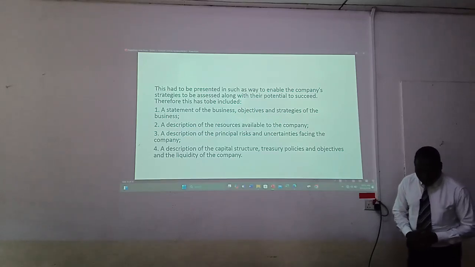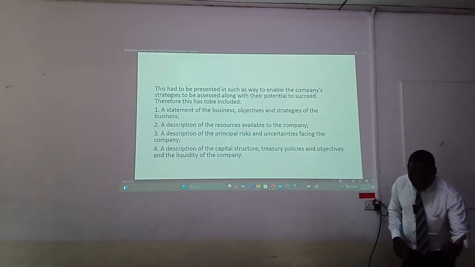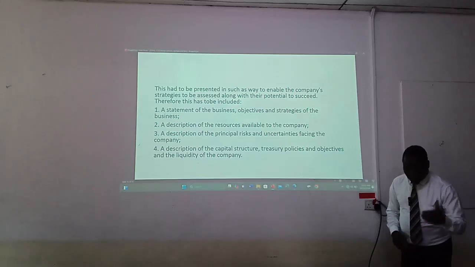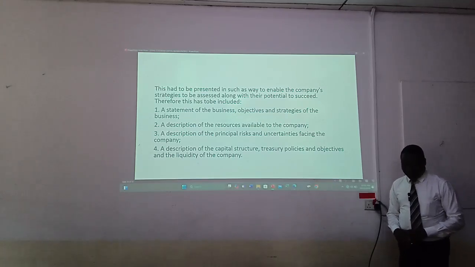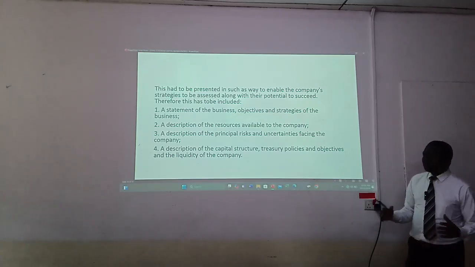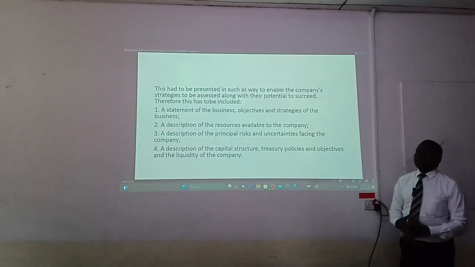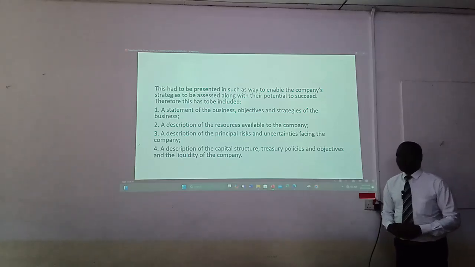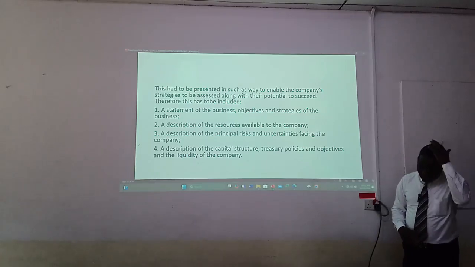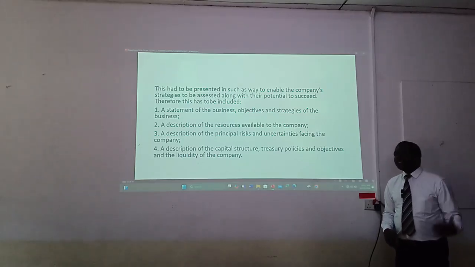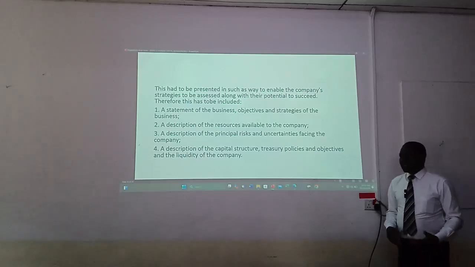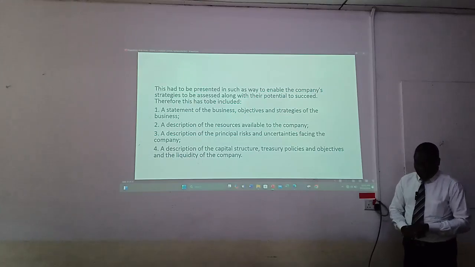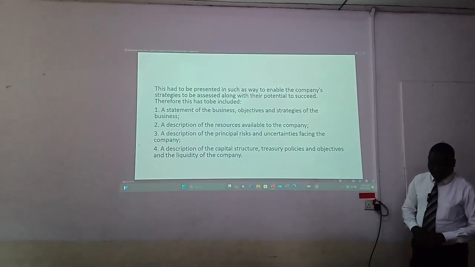Another thing that must be presented is a description of the capital structure, treasury policies and objectives, and the liquidity of the company. These things must also be put in your report. What kind of structure do you have in the organization where you're working? If you have a good structure, what are the treasury policies, the money policies, that are there in the organization? This must also be put in the report. And what are the objectives and the liquidity of the company?